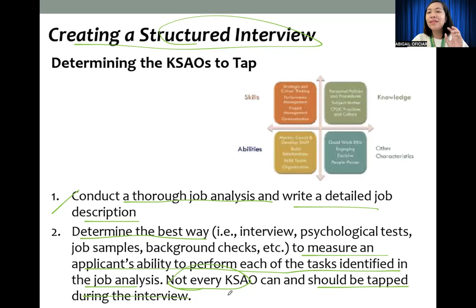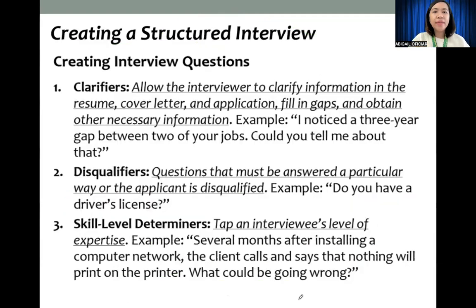So, hindi lang interview ang pwede natin gamitin to tap the KSAOs. Okay? So, that's number 2, you determine ano ang best way to tap the KSAOs. Will it be interview or will it be psych test? So, kung yung mga pang-interview, ihiwalay mo, yun yung gagawan natin ng questions. Okay. Next, how to create interview questions.